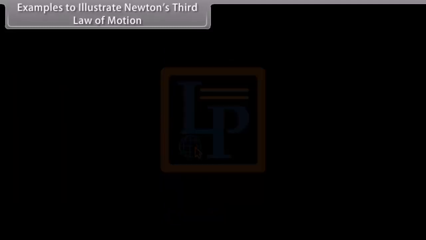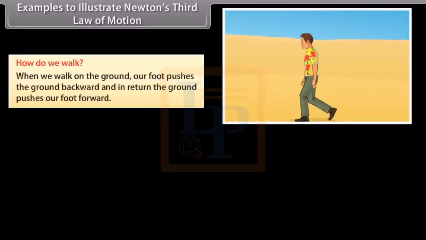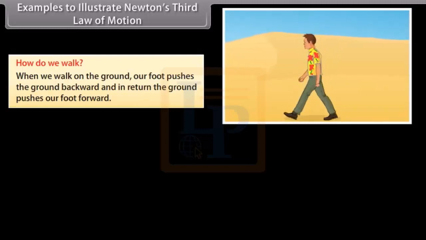Examples to illustrate Newton's third law of motion. How do we walk? When we walk on the ground, our foot pushes the ground backward, and in return, the ground pushes our foot forward.